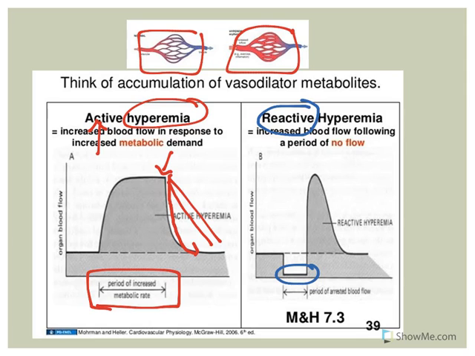Once they've been removed, then you'll restore the normal level of blood flow. Now, I'm going to give you an example of active hyperemia and reactive hyperemia. Now, active hyperemia, a good example is, say, what's happening in muscles when they're being exerted, so during exercise.